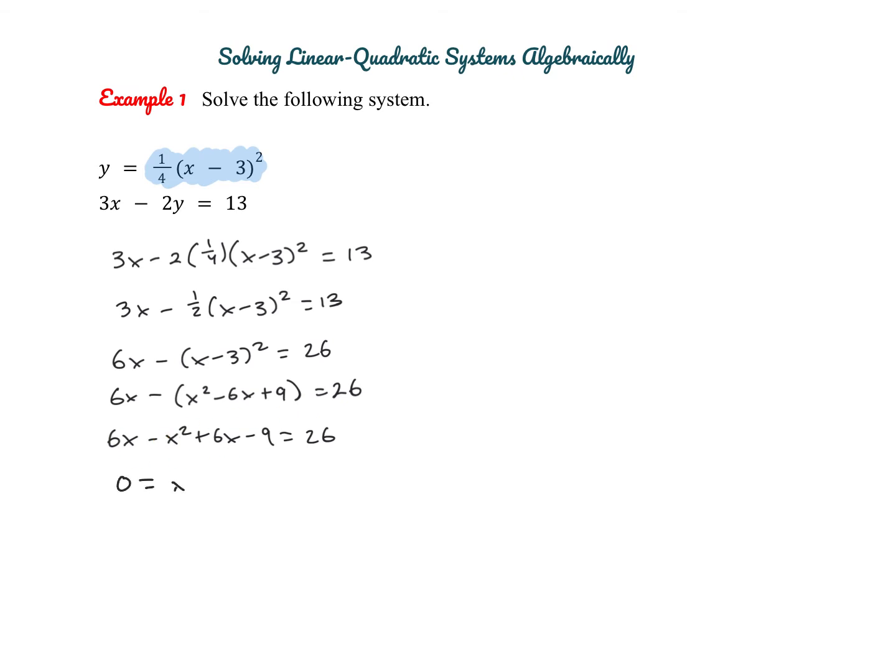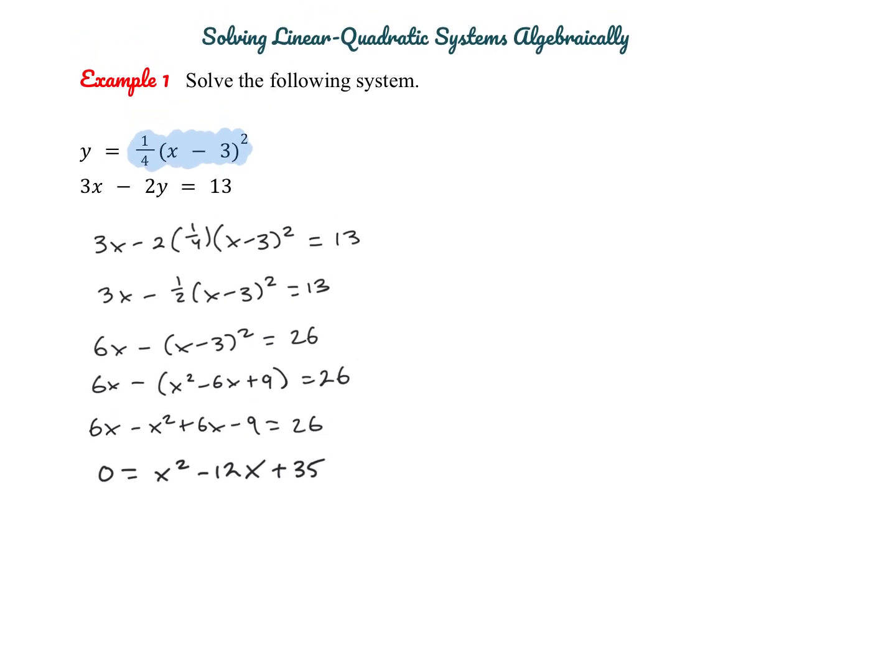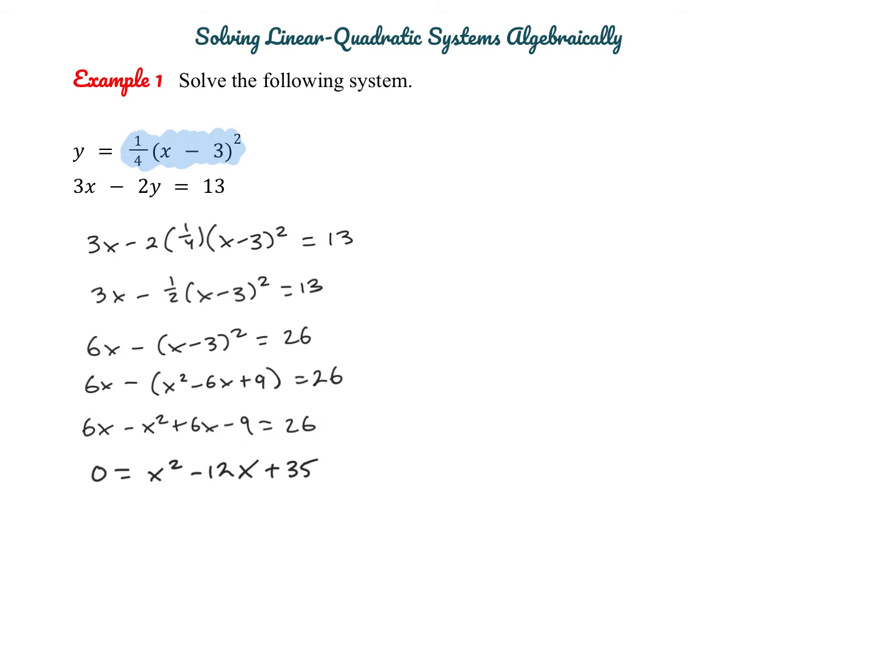So we get x squared minus 12x plus 35. And then here I see that we can solve this by factoring. That's probably the method that I would always go for if it is possible. So we get two solutions here, x equals 7 and x equals 5.